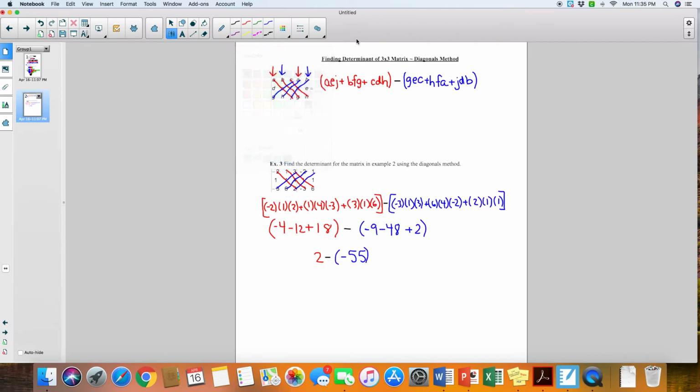Okay, so last step, I have 2 minus negative 55. Minus a negative becomes plus. So 2 plus 55 is 57. And 57 would be my determinant of this particular 3x3 matrix. That is how you do determinants of a 2x2 matrix as well as 3x3 matrix using both the diagonals method and expansion by minors.